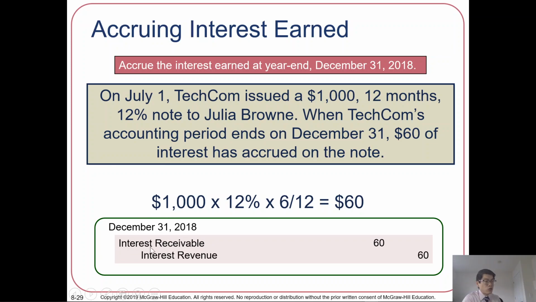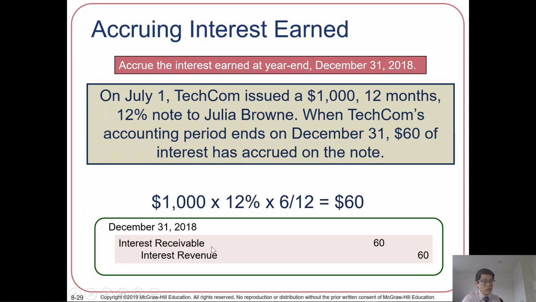So we debit interest receivable because Julia used the money for 6 months, and for the 6 months of use, she has to pay $60 interest. We are not receiving that now, we're receiving that in the future. That will become interest receivable, okay?